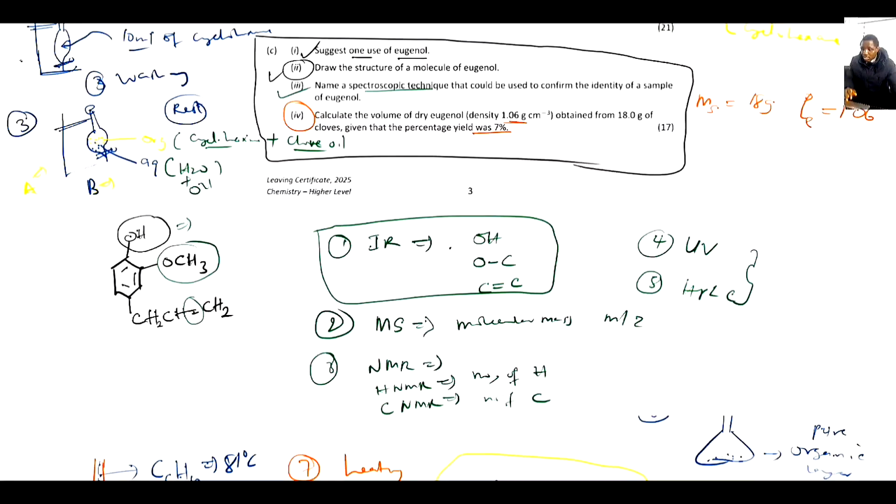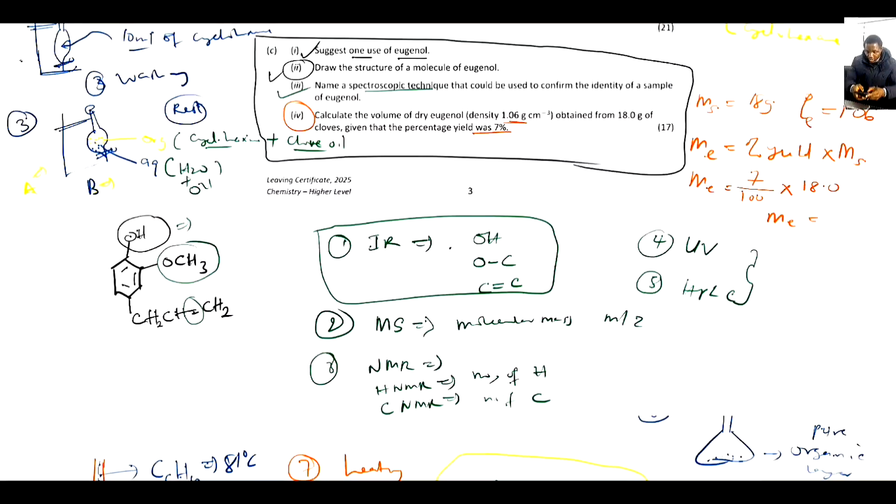So the first thing is to get the actual mass of eugenol by using the percentage yield. To get the actual yield of eugenol, ME is equal to the percentage yield multiplied by the starting material MS. Please follow. ME, the mass of eugenol, equals percentage yield multiplied by the mass of the starting material, which is the clove itself. So the mass of eugenol is going to be 7/100 times 18 grams. Whatever you get will be your mass of eugenol.